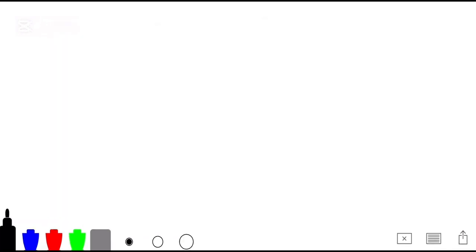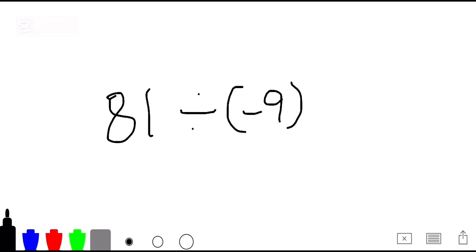But if you have 81 divided by -9, what do you get? I'll give you a little while to figure it out using the previous guide on how to do integer laws with multiplication and division. So I'll just pause for a little bit while you figure it out.